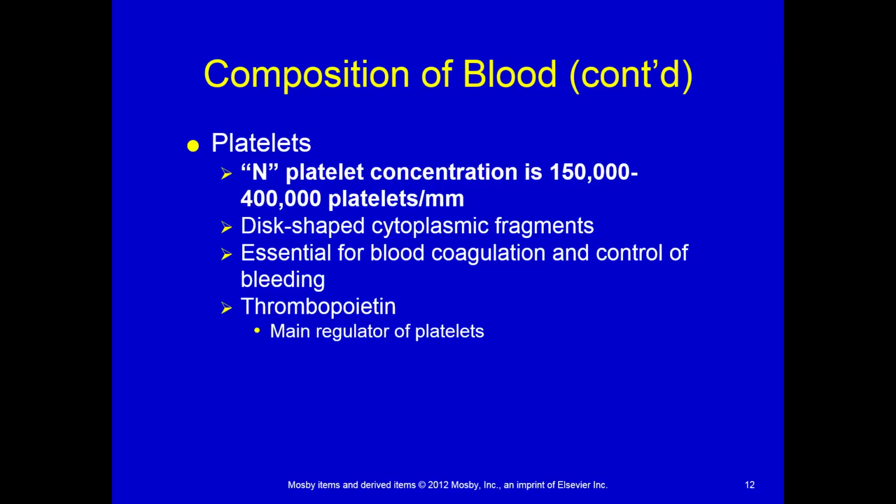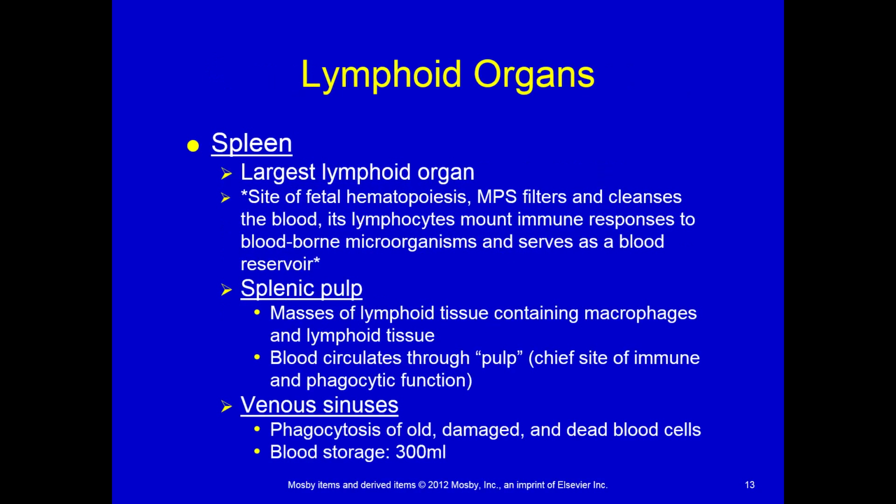So, given that information regarding all of these cellular components of the blood, I want to stop there for a minute and talk about some of these lymphoid organs that play a big function in our circulatory system, in our hematologic system. So we're moving away from the actual components of the blood for a minute, and we're going to talk about some actual organs that also help in this hematologic process. So the first organ that we're going to talk about is the spleen, by far the largest of the lymphoid organs, right?